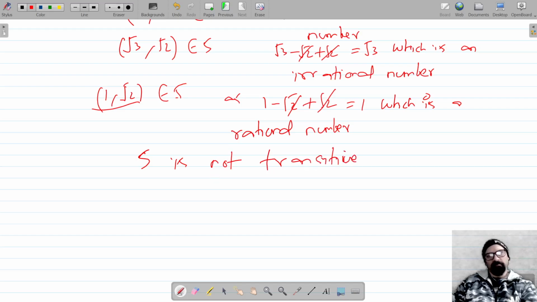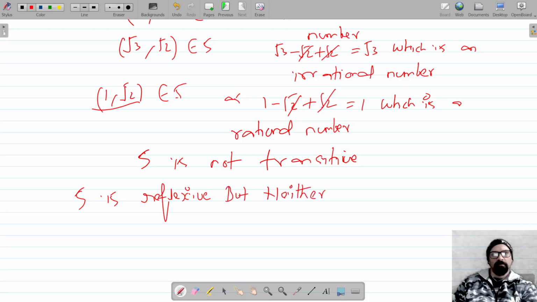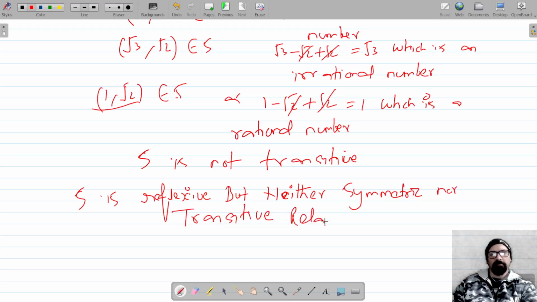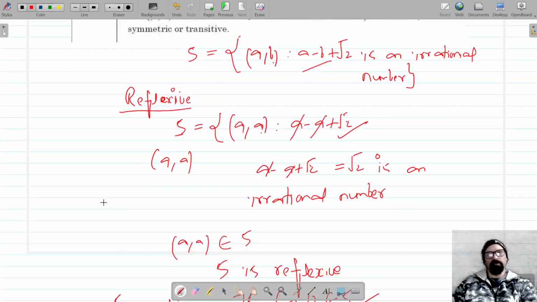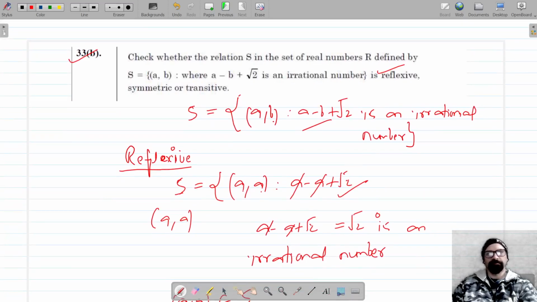So the relation is reflexive, but neither symmetric nor transitive. So we can write in the end that S is reflexive, but neither symmetric nor transitive relation. Let's move on to the next question, which is the 34th question.